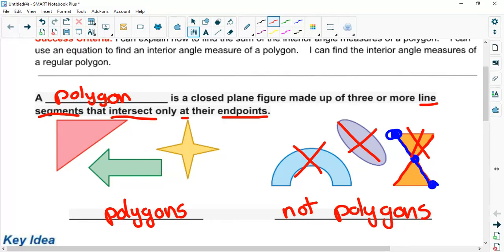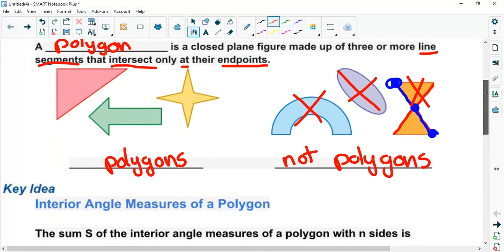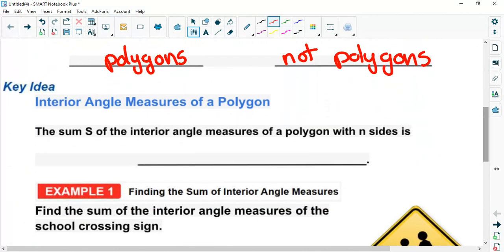Now that we know what a polygon is, let's look at how we figure out the total of the angle measures inside. In our previous lesson, we learned how the angles of a triangle add up to 180 degrees, and that helped us find missing measurements. If I want to find the missing measurements of a six-sided figure, I need to know what the angles of a six-sided figure add up to. And there is an equation for that.